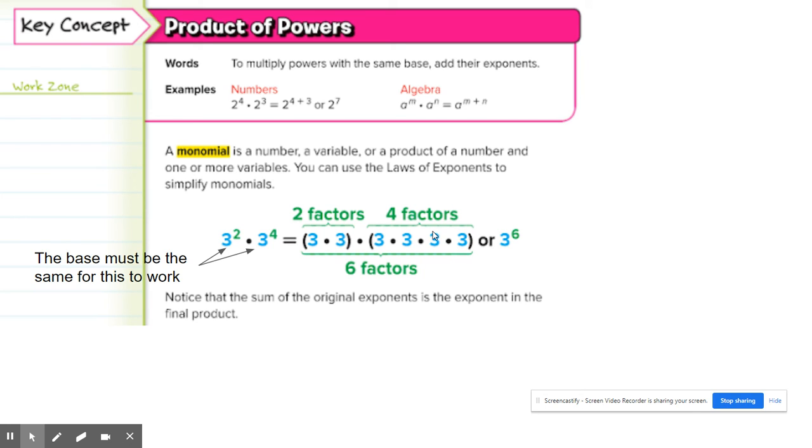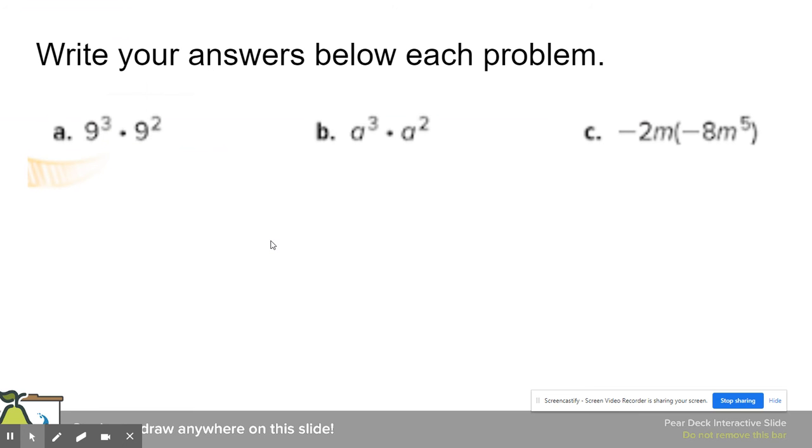The base must be the same for this to work. I want to make sure to point that out to you. You can't have 3 to the 2nd power times 4 to the 3rd. It doesn't work that way. The base has to be the same. Okay, do these problems.